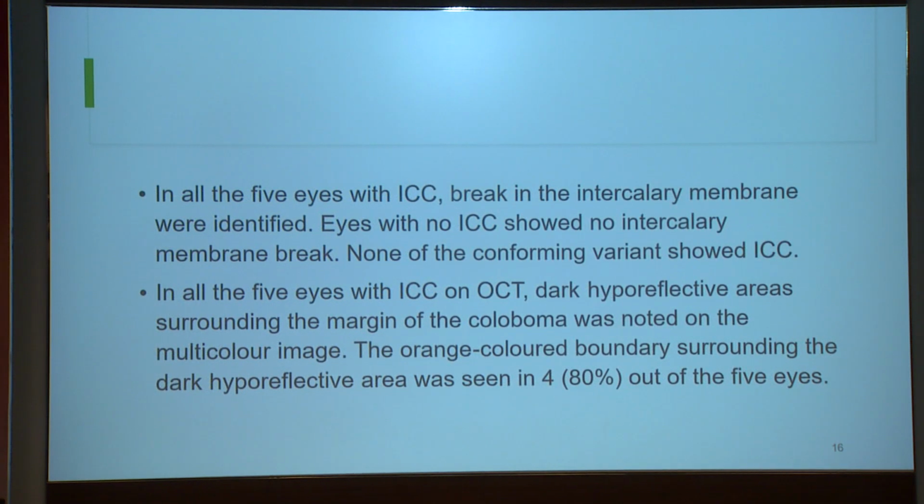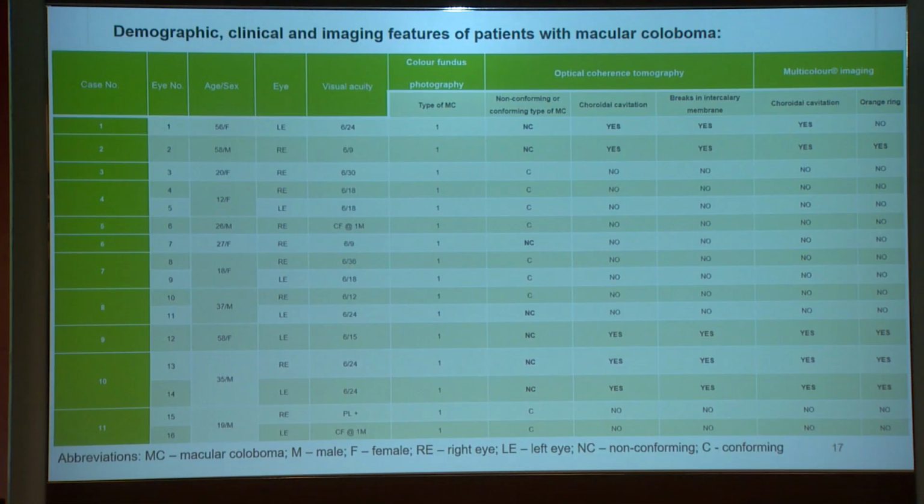In all 5 eyes with ICC, there was a break in the intercalary membrane. Eyes with no ICC showed no intercalary membrane break, and none of the conforming variants showed ICC. In all the 5 eyes with ICC on OCT, there was a dark hyperreflective area surrounding the margin of the coloboma in the multicolor image, as I already stated, and the orange-colored boundary surrounding the dark hyperreflective area was seen in 4 out of the 5 eyes.